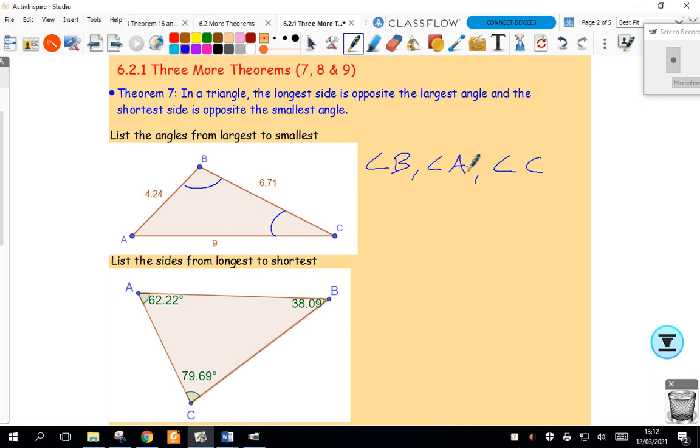Similarly, I want to list the sides from longest to shortest. The longest side, Theorem 7 says, is opposite the largest angle. Again, if I name the sides, opposite big C is little c, opposite big A is little a, opposite big B is little b. Well, side little c has to be the longest side since it's opposite the biggest angle. The shortest side will be opposite the smallest angle, so little b is opposite the smallest angle here. So that's going to be the smallest side, and then the remaining side is going to be in between those two. Theorem 7, really straightforward. Longest side opposite the largest angle, shortest side opposite the smallest angle.